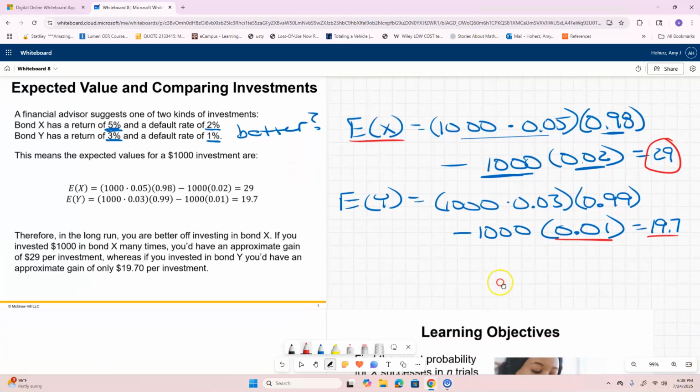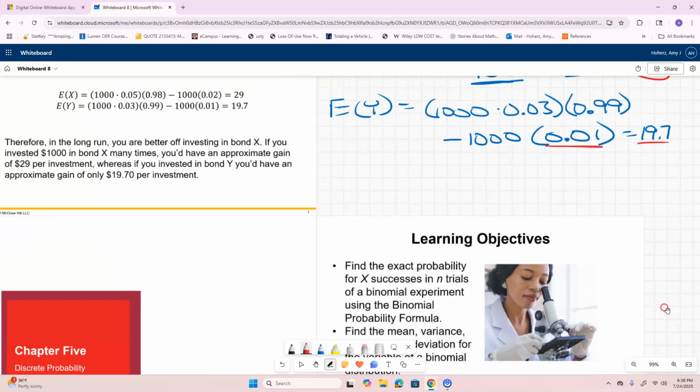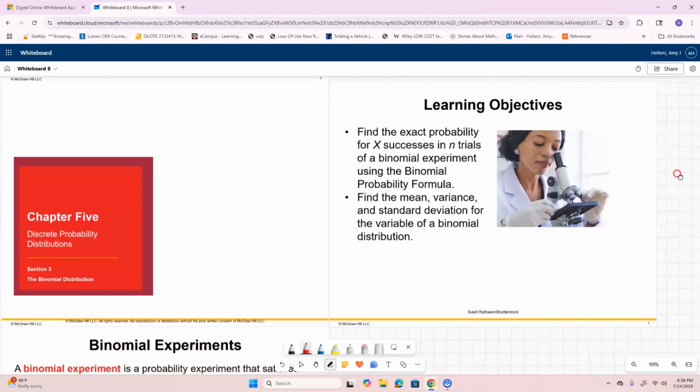Okay, and then we have one section left for Chapter 5, and I'm going to stop this video here and do Section 5.3 as a separate video.